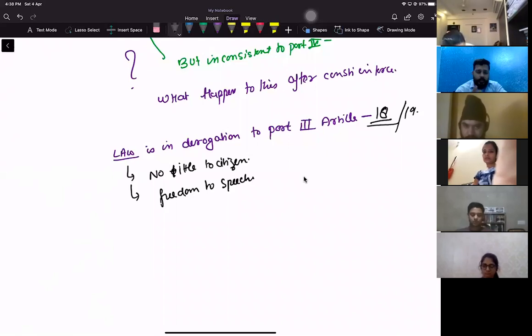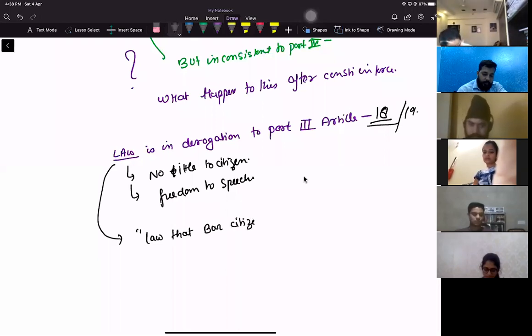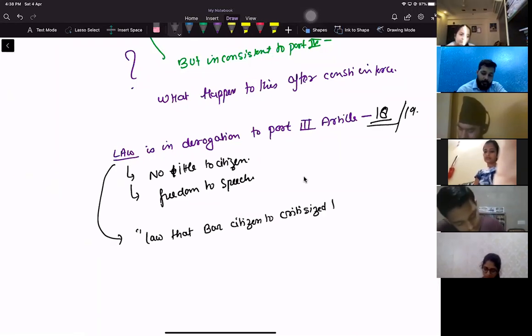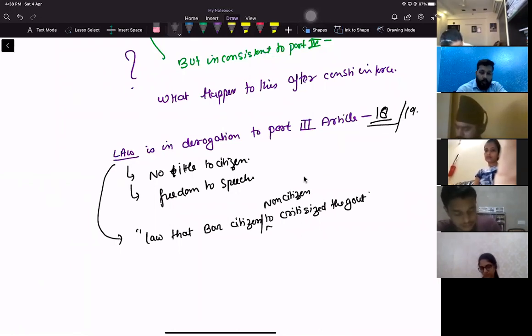So there is a law that bars citizens to criticize the government. Citizens, or I will say citizens and non-citizens. So there is a law existing that bars citizens or non-citizens from criticizing the government. They will not criticize the government.